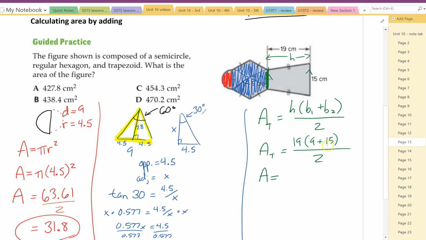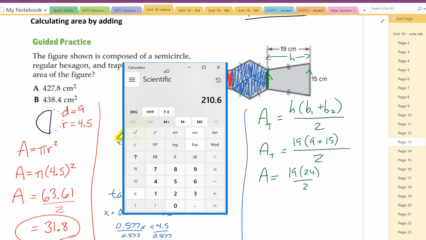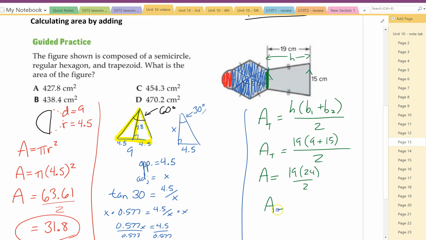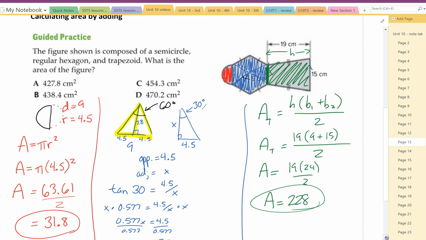So 9 plus 15 is 24. So I'd have 19 times 24 divided by 2. I'm just going to do that all at once here. So 19 times 24 divided by 2, the area of the trapezoid would be 228. Okay, so now I know the area of all three of those parts, and I just need to add them together, and that's my answer.